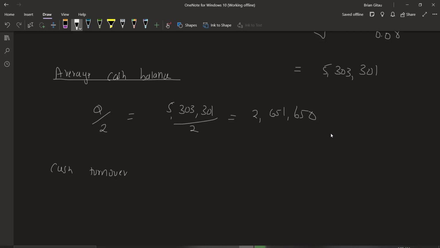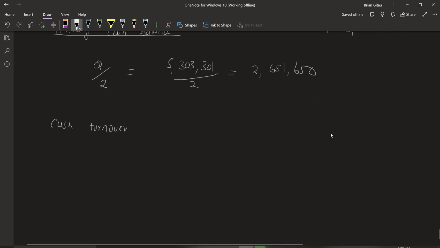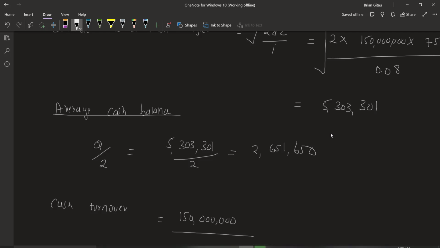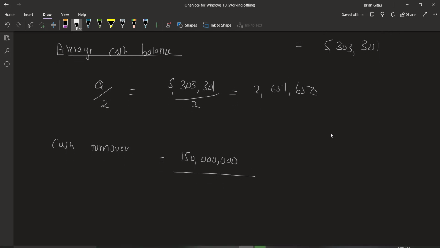So the cash turnover in this case is simply the number of times we have to sell those securities, since our annual demand is 150,000,000 divided by the amount we need to sell every time, the amount of cash transfer, or the optimal size of cash transfer, which is 5,303,301. So if we divide those two, we get 28.28 times.